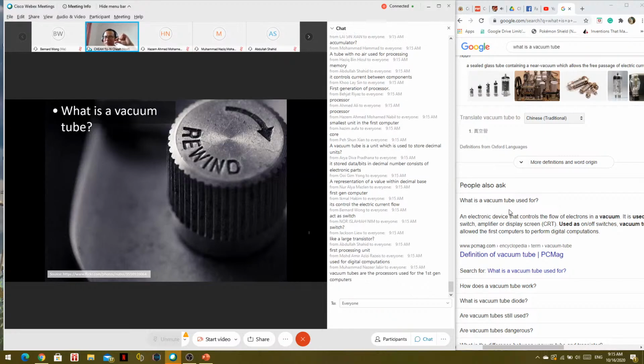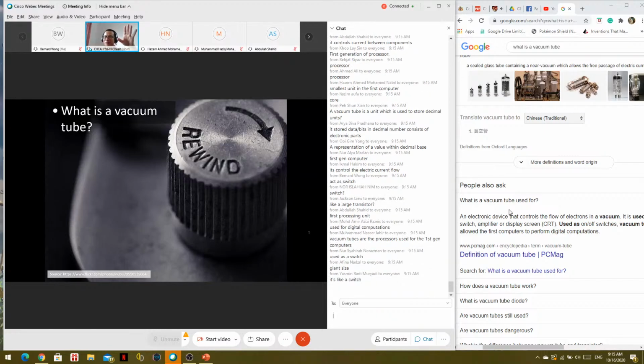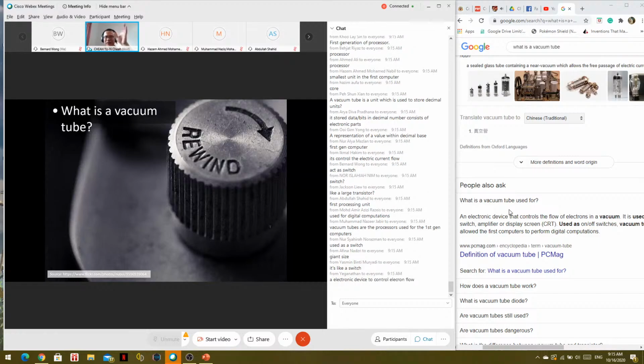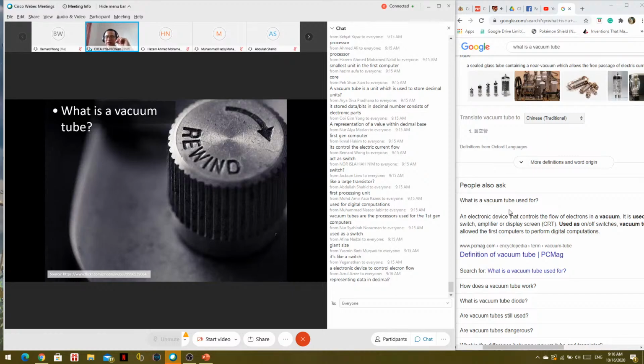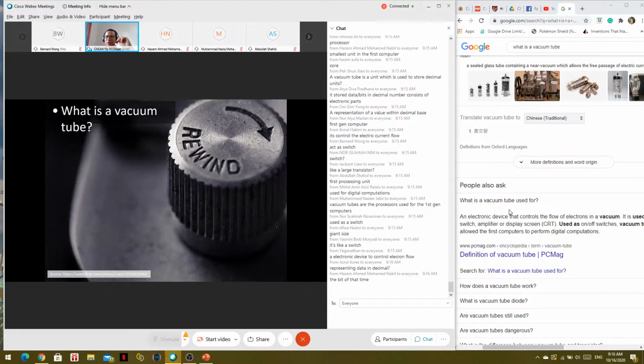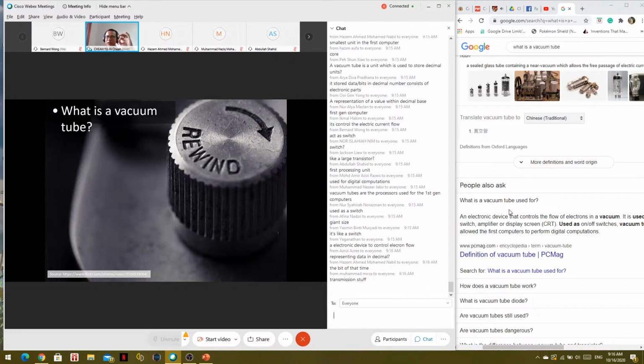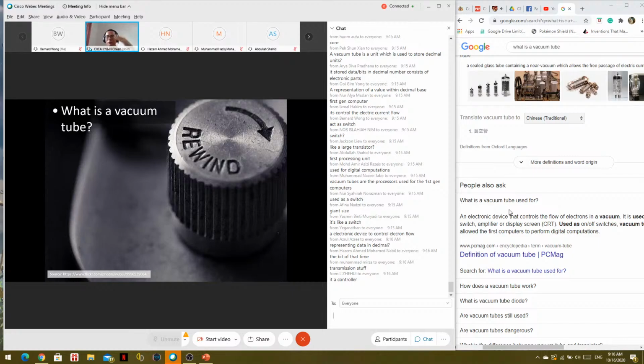Okay, what else? Part of the accumulator. Controls current between components. Yeah, it's some form of current control, right? First generation processor, smallest unit of the first computer. Stores a decimal unit. Yeah, it could be used for that, especially for the ENIAC machine. It represents a value within the decimal base. A switch. Yes, it's something like a switch. Switch means what? On or off. Yeah, on or off. Like a large transistor. Yes, correct.